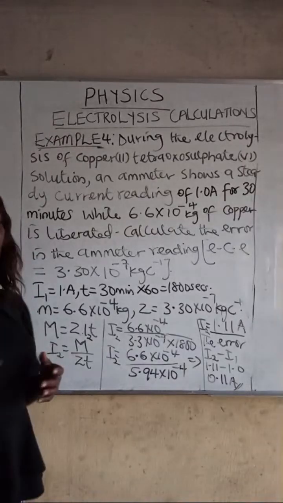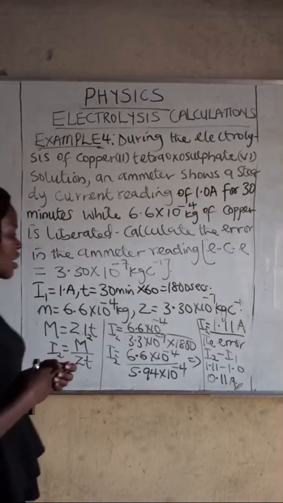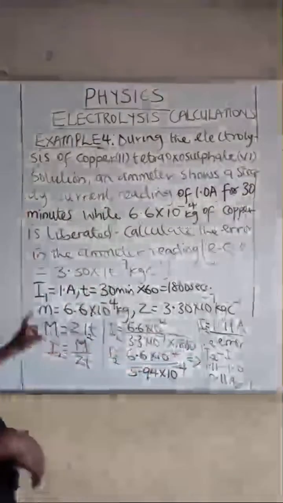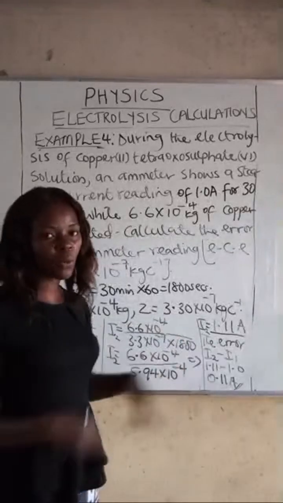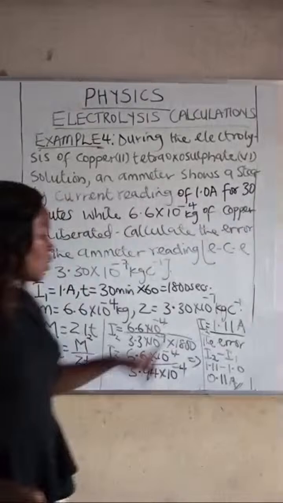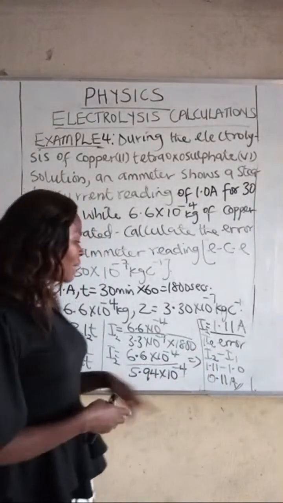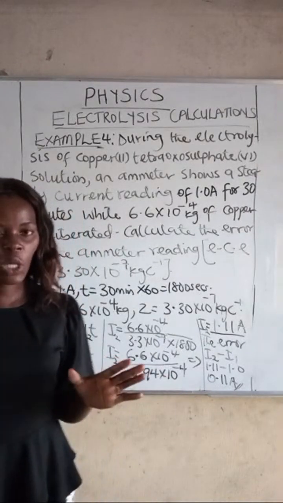Now, how do we get the error in the ammeter reading? For us to get the error in the ammeter reading, the error becomes the new current minus the steady current. That's I2 minus I1, okay? And I have 1.11 minus 1.0. So my answer becomes 0.11 amperes. I hope it's all clear.